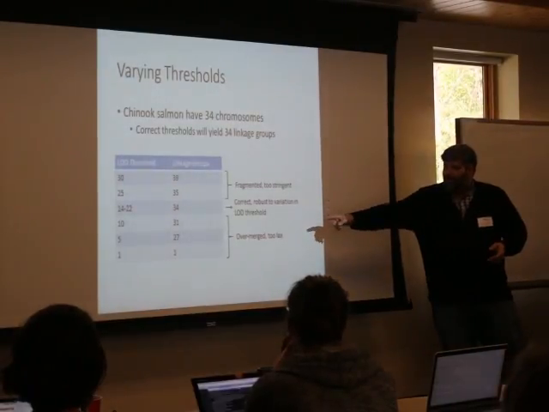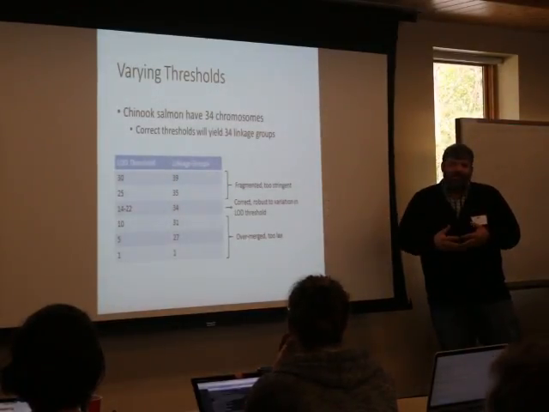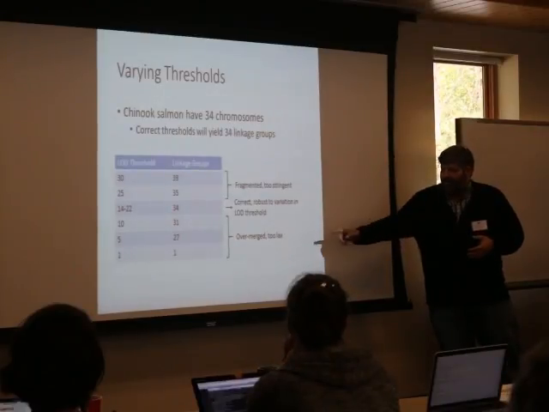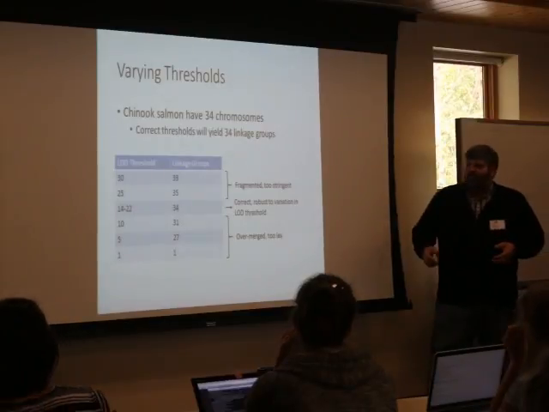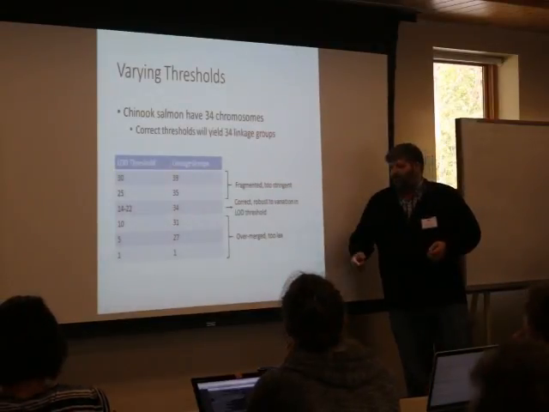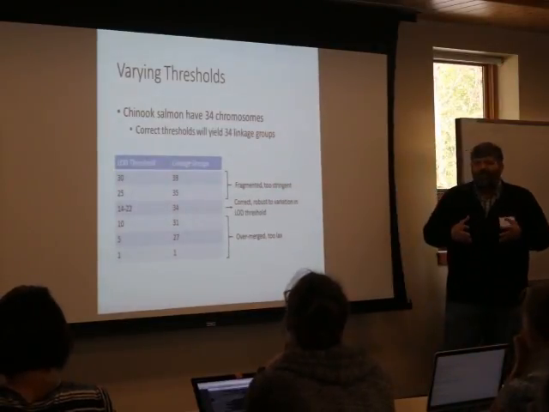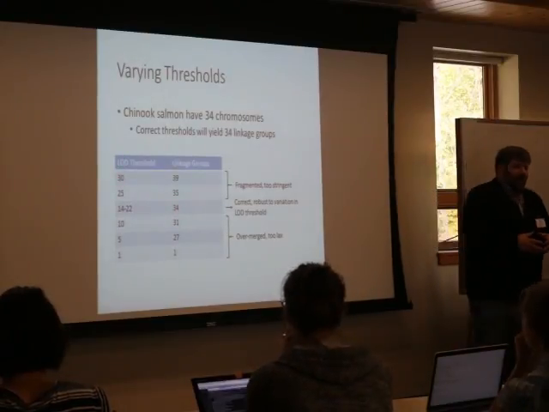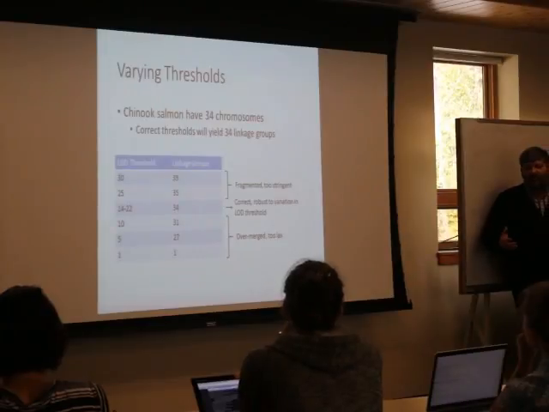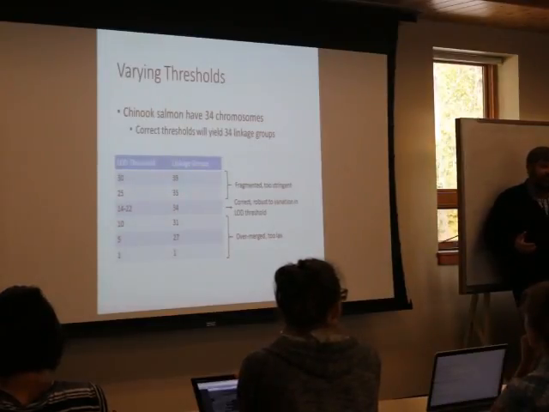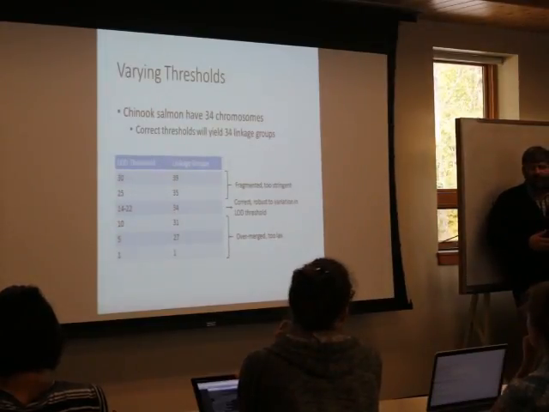But if we go below 14, then we start combining linkage groups together. At the extreme end, if you use a log threshold of 1, every linkage group gets merged together. And as we increase the log threshold above 22, linkage groups start splitting apart. In my experience with Chinook salmon, they usually split apart at the centromeres of metacentric chromosomes. Those are what tend to split apart first.